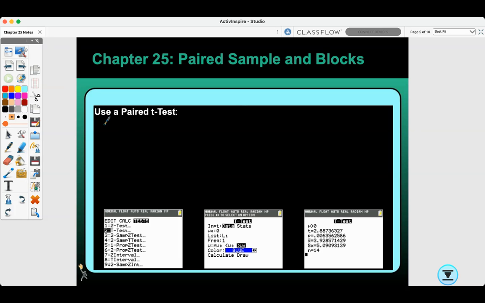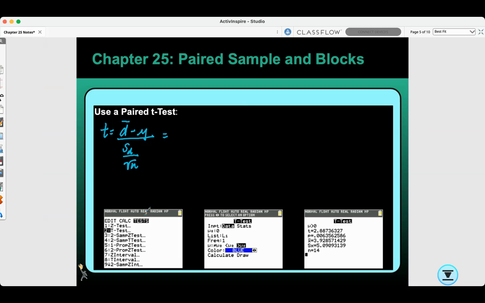So our t would be the mean of the differences minus mu, all over the standard deviation of the differences divided by the square root of the number in our sample. So what we would do is run a test and it gives us all this information. You still have to write down the formula and plug everything in, but you can use the test to find it. So you go to stat, test, choose number 2, t-test.